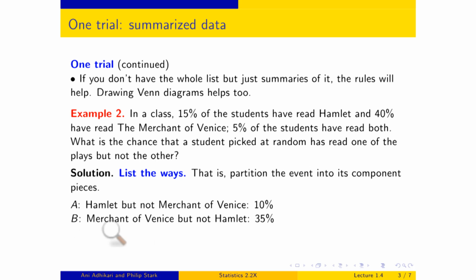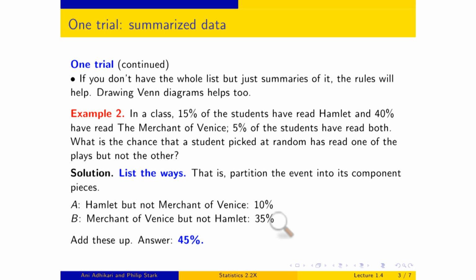Similarly, the percent that have read Merchant of Venice but not Hamlet is 40% minus 5%, and that's 35. So what you've got is the size of your Hamlet blob that doesn't include the overlap, and the size of your Merchant of Venice blob that doesn't include the overlap. And what do you want? Exactly, you want the total. And your answer is 45%.